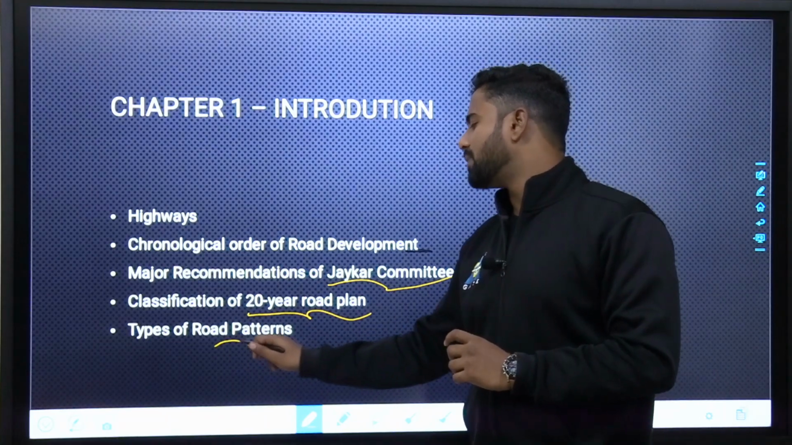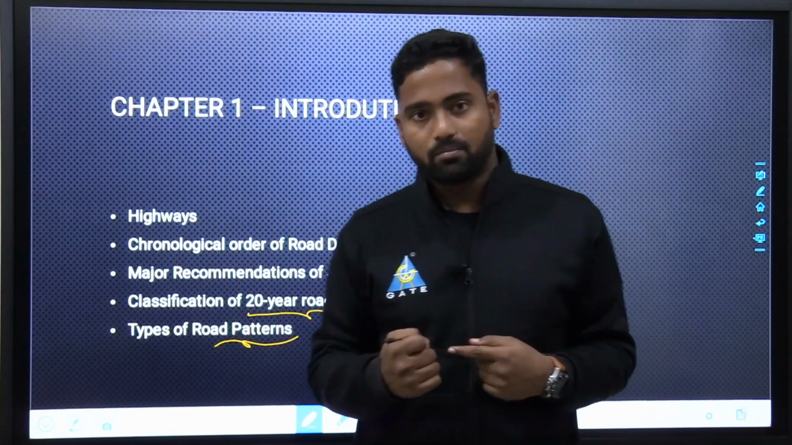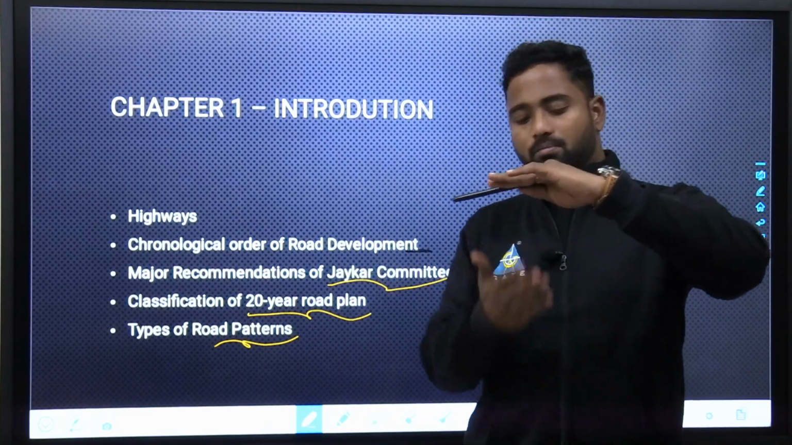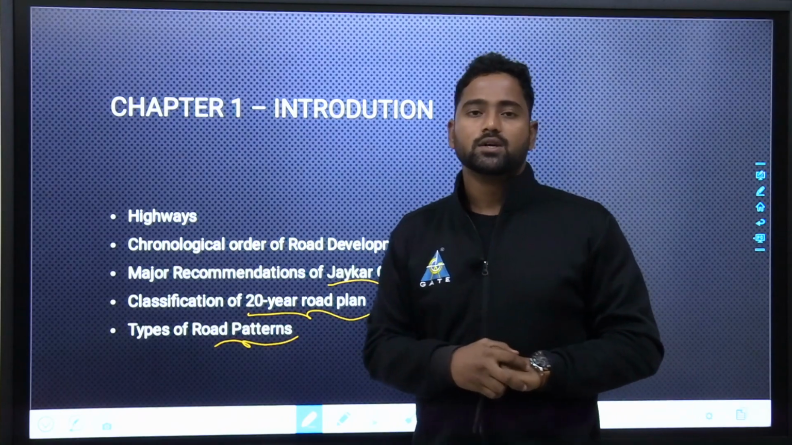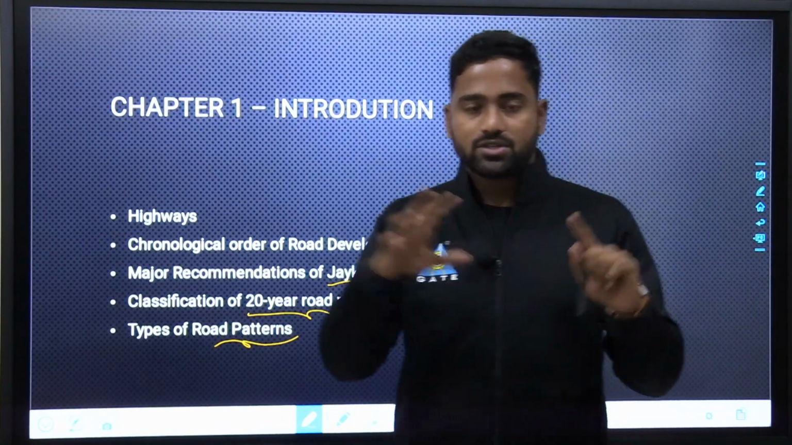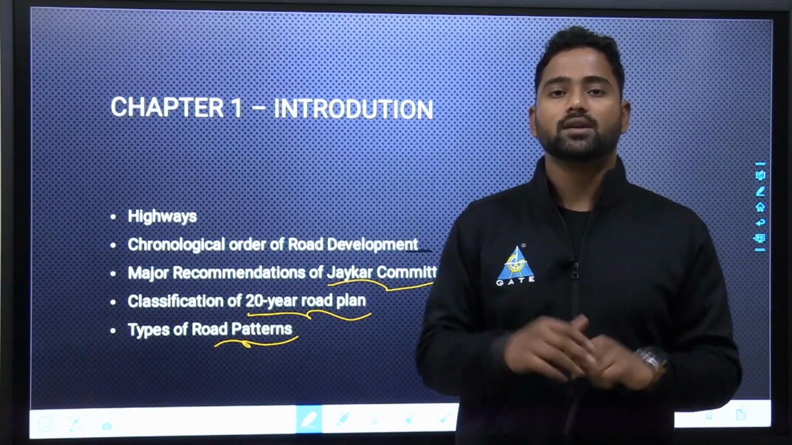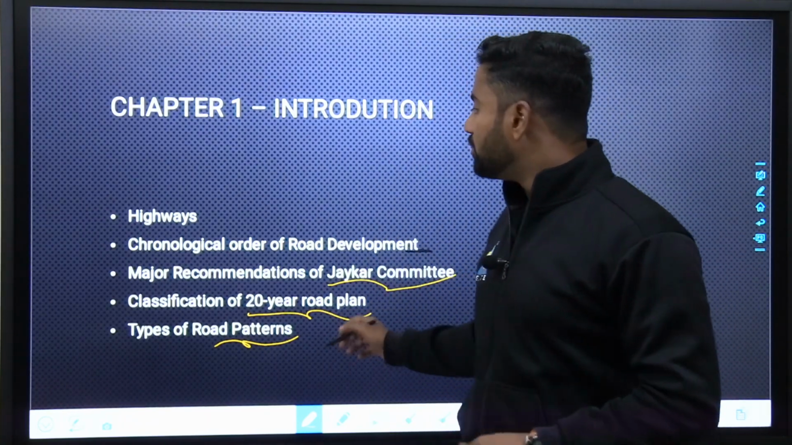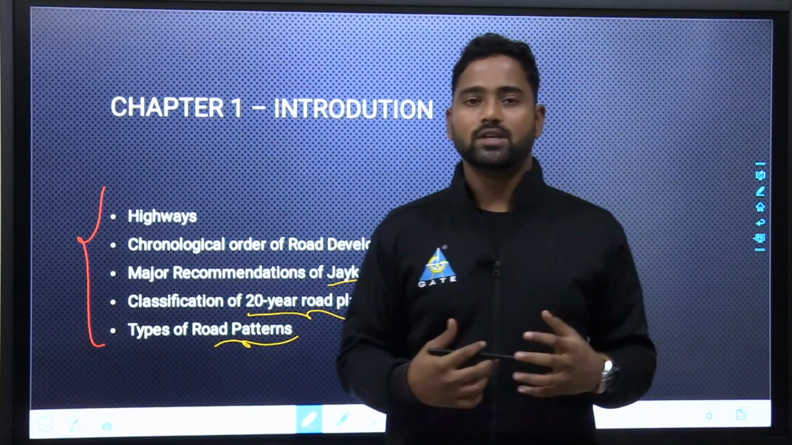And types of road patterns, like we generally see, the grid type of road pattern. The same type of road pattern we'll be seeing here also, like below the road you'll be providing the drainage system also in the same type of road patterns. So the types of road patterns: grid type, star and grid type, rectangular and grid type, star and circular type. All those types of road patterns you will be seeing over here. So these are the things that we generally discuss.